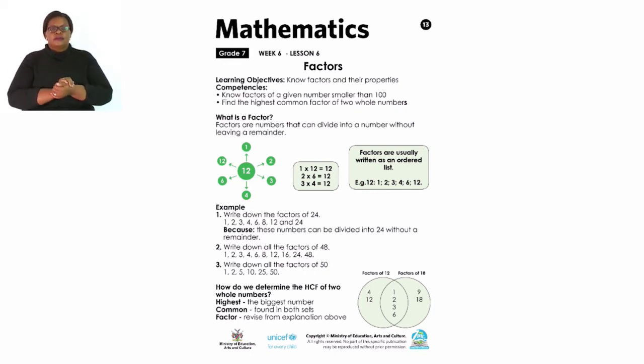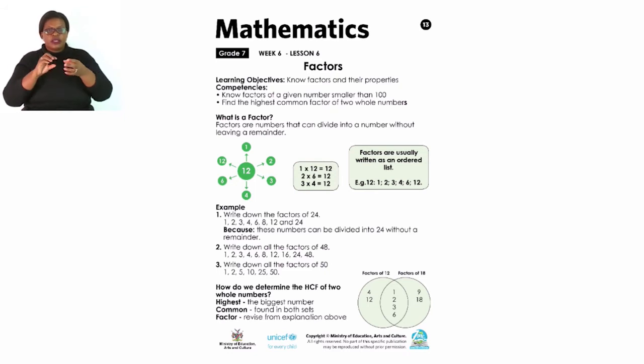Now, our other competency says we need to determine the highest common factor of two whole numbers. First of all, what is the highest common factor? I've explained to you how to find the factors. What is common? Common is a number or numbers that are found in both sets. And highest is the biggest number.